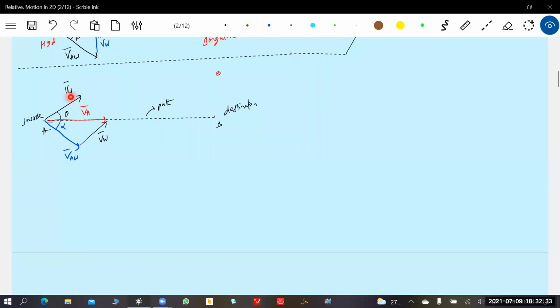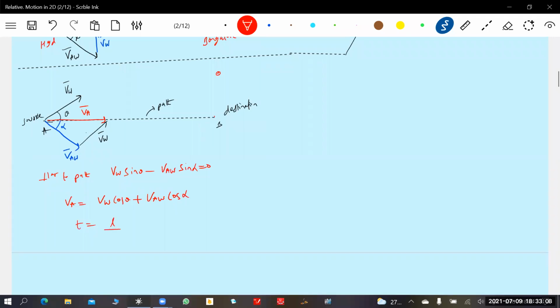Therefore the components of velocity of wind and that of velocity of air with respect to wind, perpendicular to the path, should nullify. So perpendicular to the path, we can write VW sin theta minus VAW sin alpha equal to 0. That's one equation. Then VA should be equal to VW cos theta plus VAW cos alpha. So the time taken will be L by VA. What is L? AB is L.